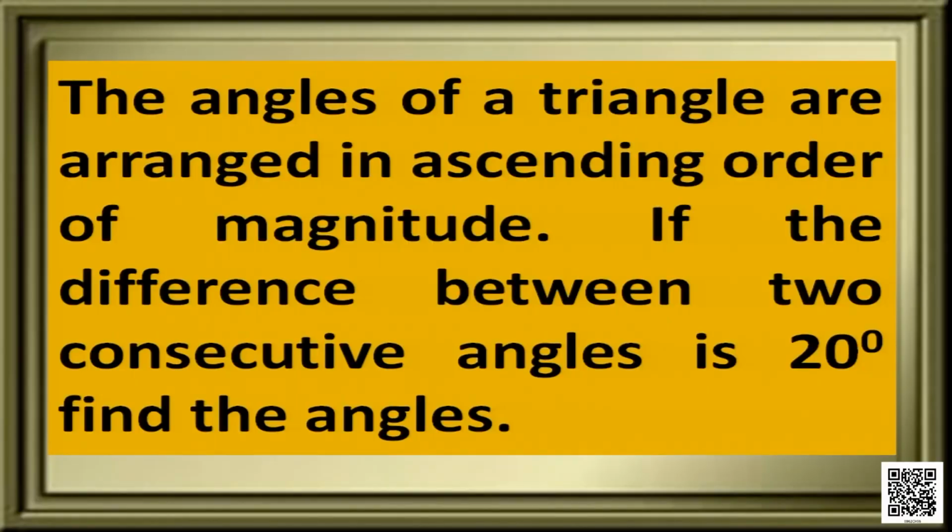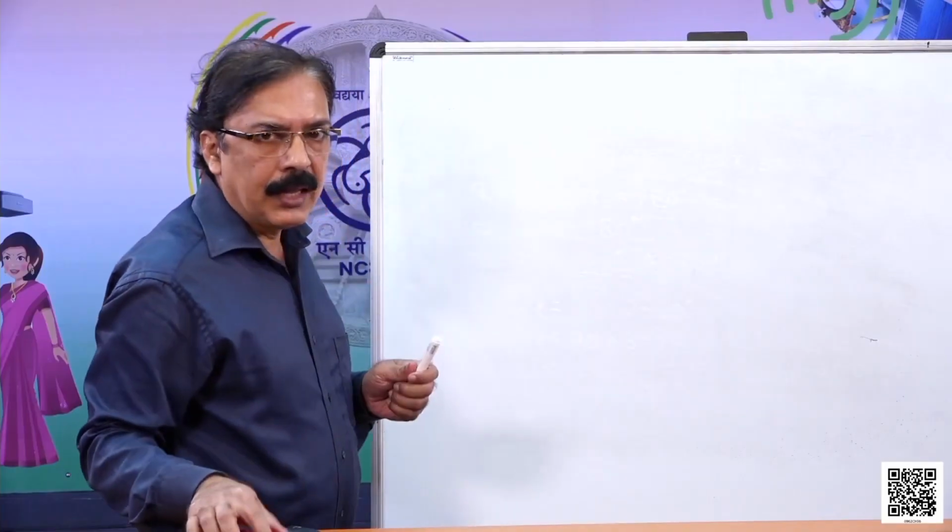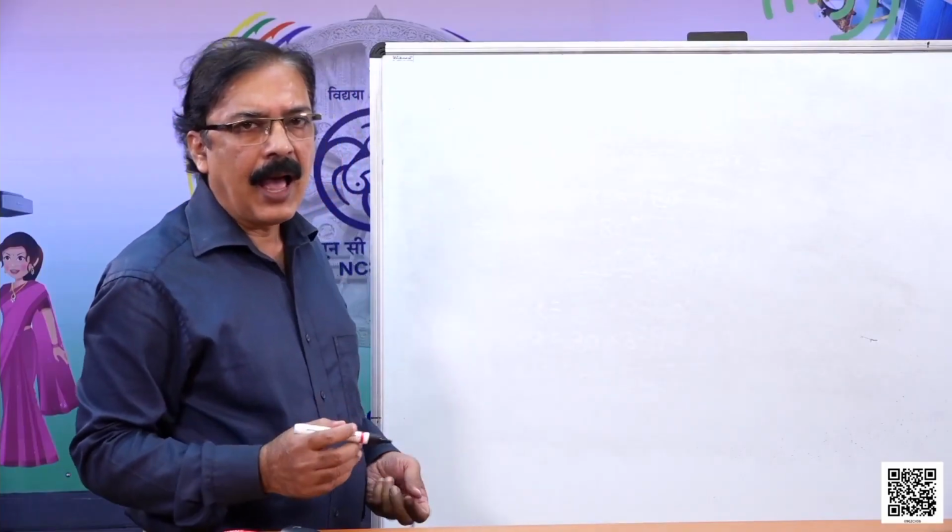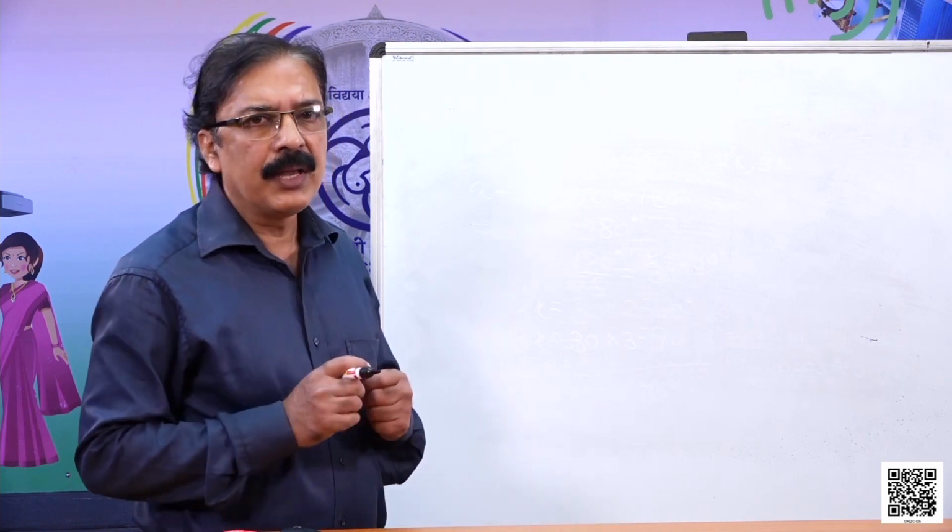The angles of a triangle are arranged in ascending order of magnitude. If the difference between two consecutive angles is 20 degree, find the angles. So the angles are arranged in ascending order and the difference is 20 degree. So let the smallest angle be x.